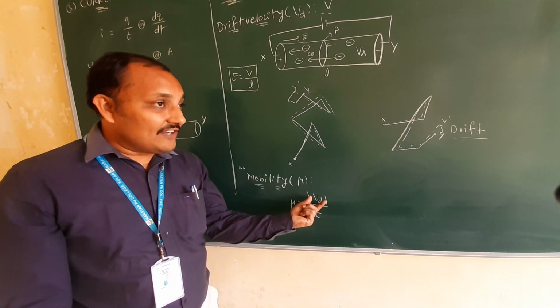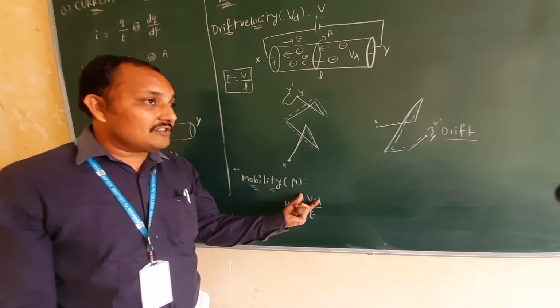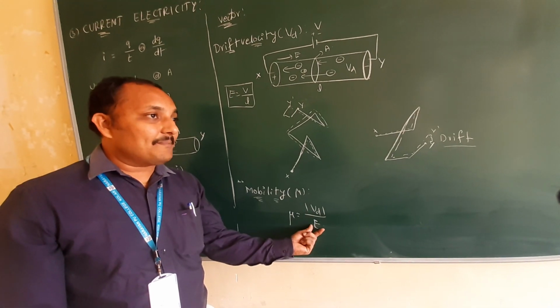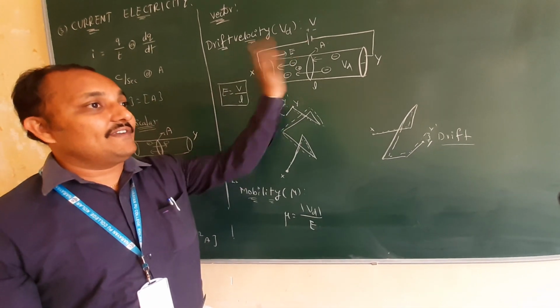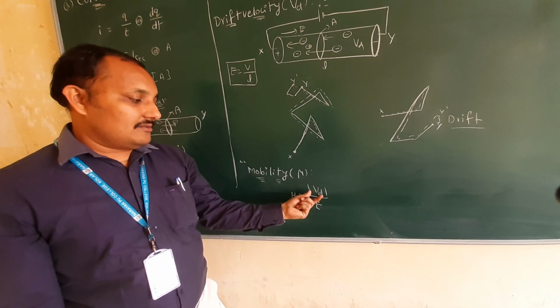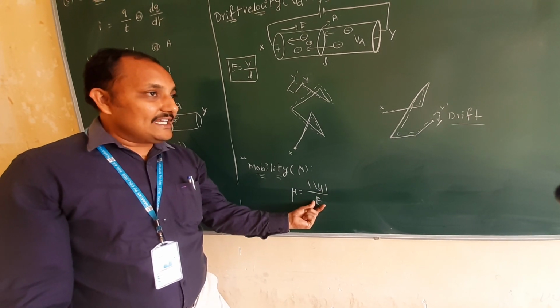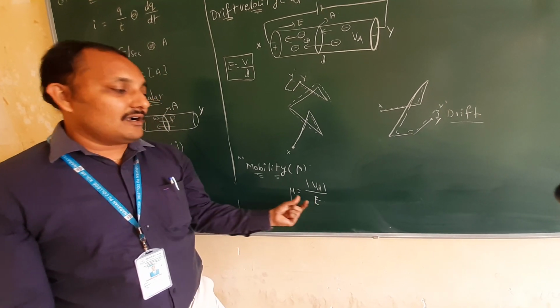When you apply an electric field you get drift velocity. How much drift velocity do you get per unit applied electric field? If you change the electric field intensity, then the drift velocity is also going to change. So the magnitude of drift velocity per unit applied electric field is called mobility.